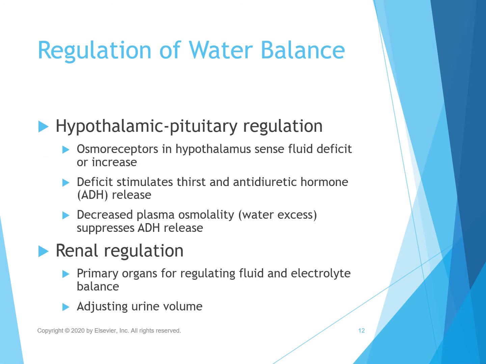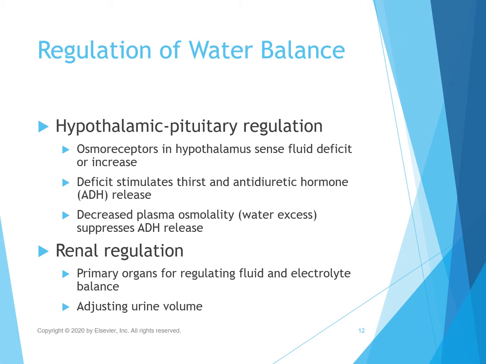There is a chart in your book on table 16-2. It's looking at the normal fluid balance in adults. And the way that your body regulates your water balance has to do with the hypothalamic pituitary regulation as well as renal regulation. So you have receptors in your hypothalamus that sense fluid deficit or increase, and therefore they would stimulate or suppress certain antidiuretic hormones.